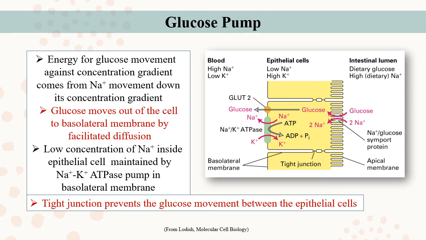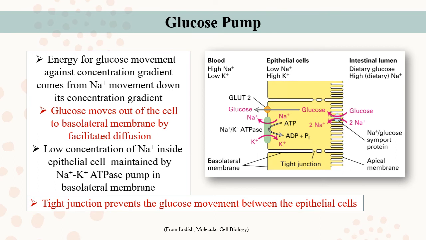Movement between adjacent epithelial cells is prevented by the formation of tight junctions around the cells near the apical domain. Thus, any nutrient molecule in the lumen of the intestine has to pass through the cytosol of the epithelial cell in order to enter the blood. The nutrient cannot pass to the neighboring epithelial cells. Energy for glucose movement against the concentration gradient from lumen to epithelial cell comes from sodium ion movement down its concentration gradient.